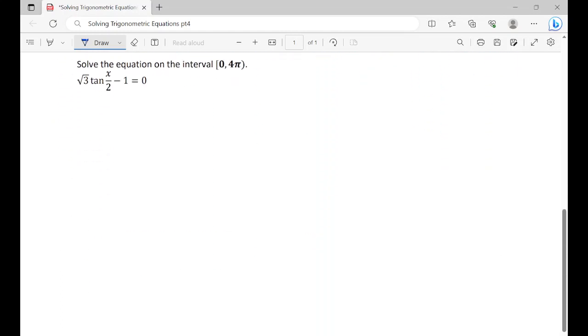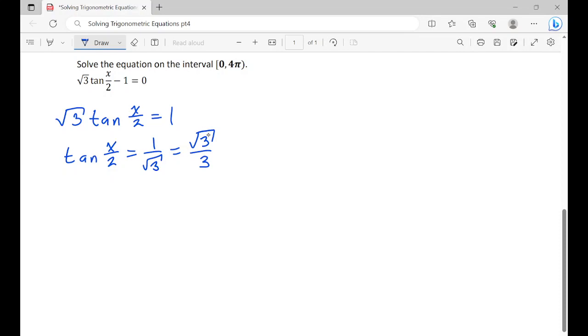Now I'm going to do it again for this one, except the interval is from 0 to 4 pi. And I have root 3 tangent x over 2 minus 1 equals 0. I'm going to do the same thing. I'm going to solve for tangent. So I'm going to add 1 over. Root 3 tangent of x over 2 equals 1. Divide the root 3 over. And I'm going to get 1 over root 3. And if you're not familiar with that on the unit circle, I'll just rationalize it and I would get root 3 over 3.